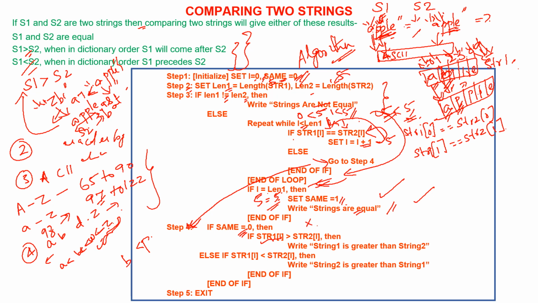The string is greater. So else if string 1 is less than S2, then write string 2 is greater than string 1. So this condition will be true. End of if, exit. So this is how your algorithm works. So now let us see by an example. I hope that you have understood this.